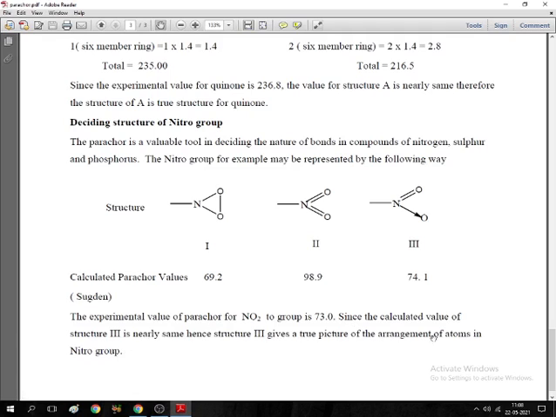So the nitro group will be the structure number 3, not number 2 or number 1. Therefore this is the accepted structure, or the arrangement of atoms in the nitro group. In this way, parachor is used in deciding the structure of a compound or in deciding the arrangement of atoms in a group.